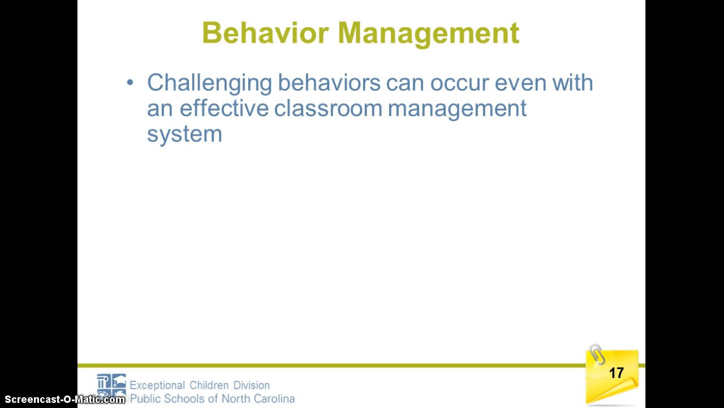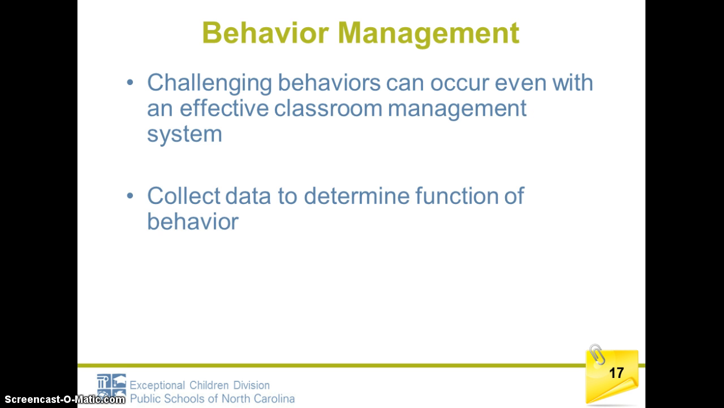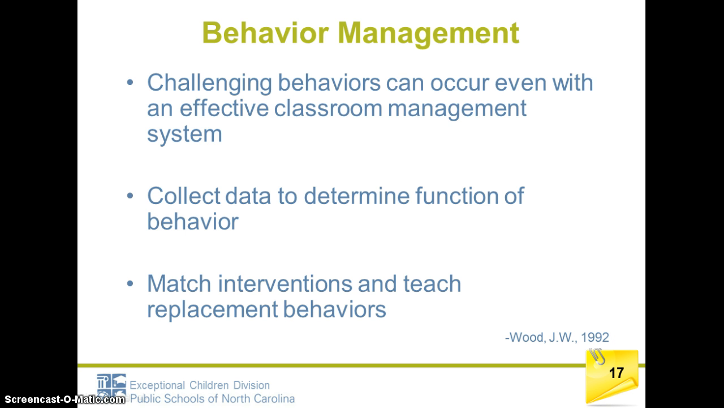When considering individual students and behaviors, teachers must know the 3 pieces of information included on this slide. 1, behaviors can still occur even with an effective plan in place. 2, if behaviors are occurring, teachers must collect data to determine why the behavior is occurring, to determine the function of that behavior. And the 3rd concept is that the intervention has to match the function of the behavior, and consequences are not adequate to correct behavior, so in addition, replacement behaviors must be taught.